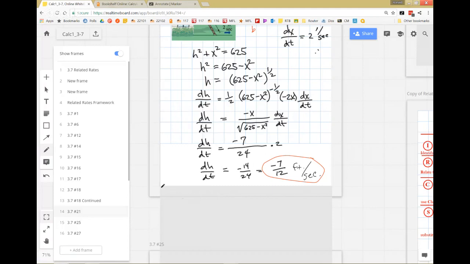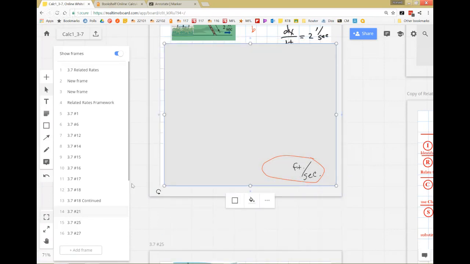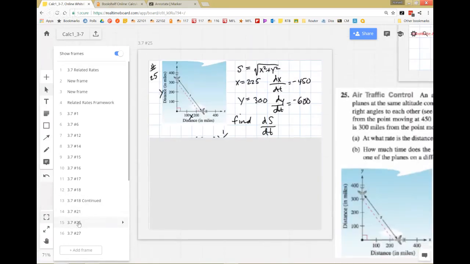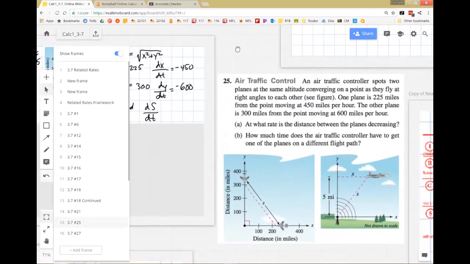That actually is the way it should be. You get used to that when you deal with physical problems. All right. 25. So here's 25. I got the problem from the book right next to it here.